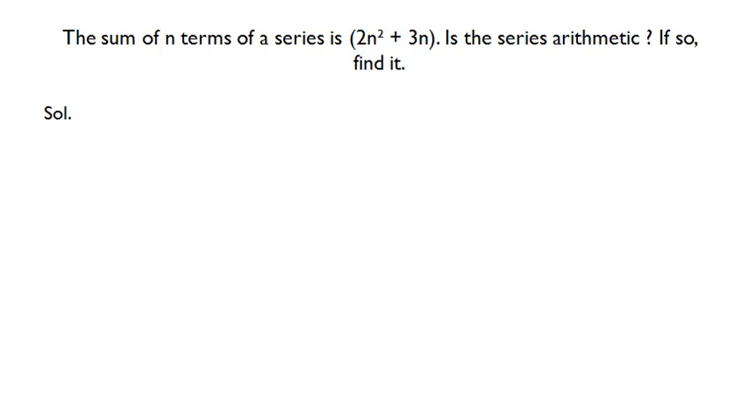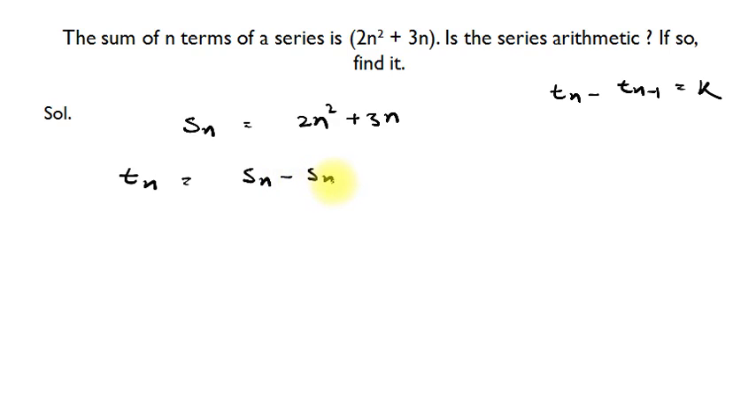Now moving to the next one. This is a very good question, and this type of question is asked in many engineering examinations, not exactly this question. Here Sn is given, equal to 2n square plus 3n, and it is asking whether the series is arithmetic, and if so, find it. Now an arithmetic series means tn minus tn minus 1 must be constant, as we discussed in the previous class. Now tn is nothing but Sn minus Sn minus 1 for all series.